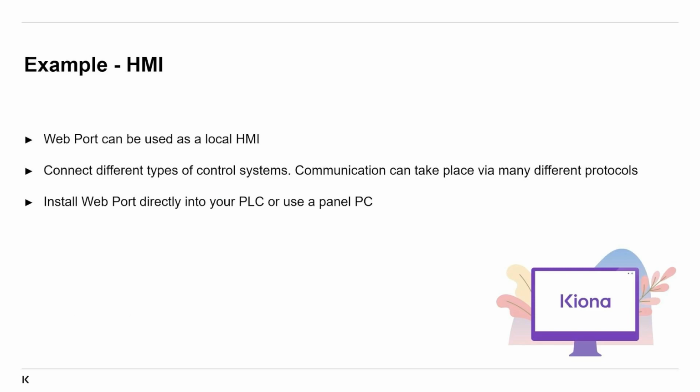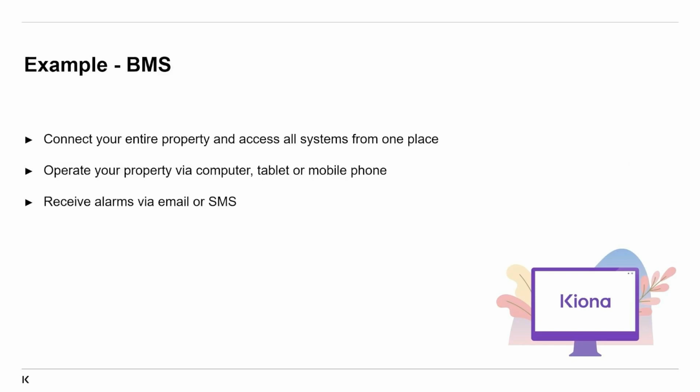WebPort has three main areas of use, primarily in building automation. It can be used as a local human-machine interface, HMI, connecting various types of control systems with broad protocol support. With its low system requirements, WebPort can be installed directly on a PLC or on a panel PC. Multiple WebPorts and other devices can be connected to an overarching WebPort to provide an overview of a property and all its systems from one place, like a BMS, building management system.